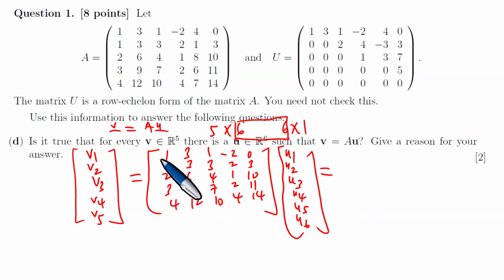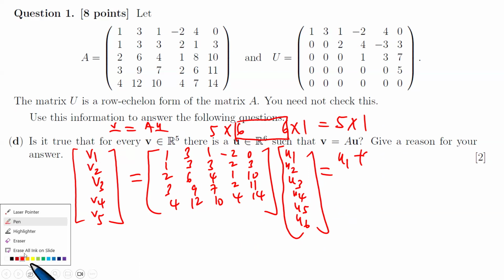So if you multiply row by column, you're going to say U1 plus, right? Because you multiply according to this, what is the size of the result? It's going to be 5 by 1. So if it is 5 by 1, how would you multiply? You multiply these by that, so you multiply 1 by U1. It's U1, and then you continue with the multiplication.